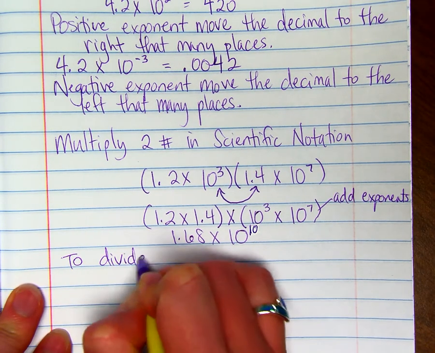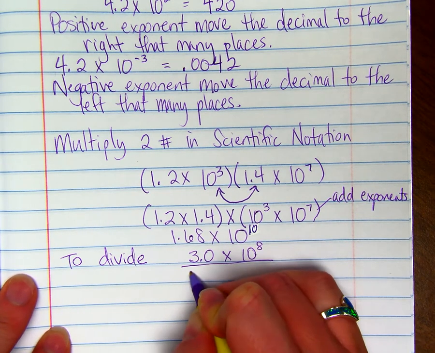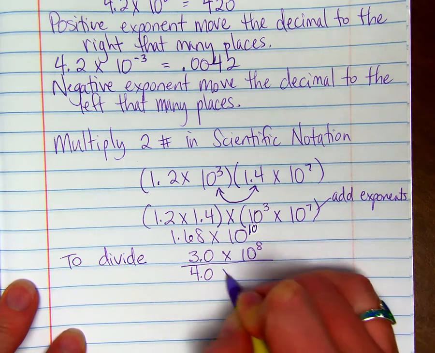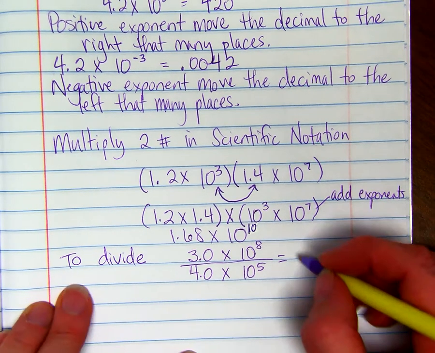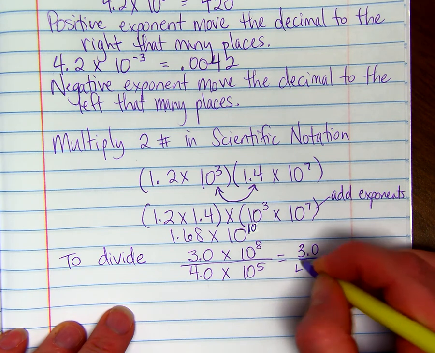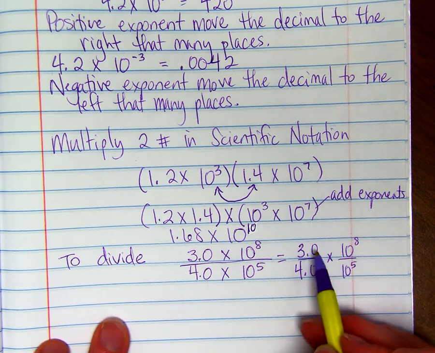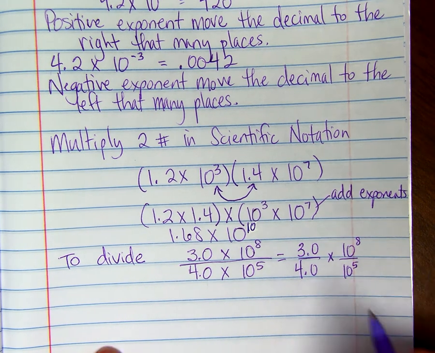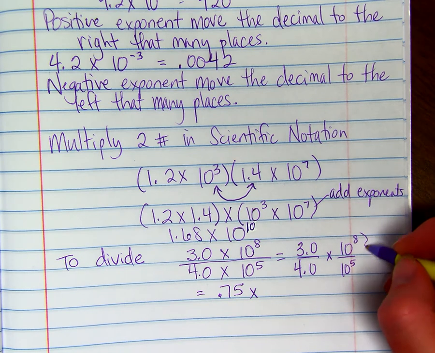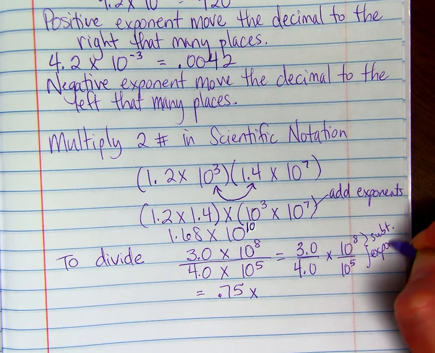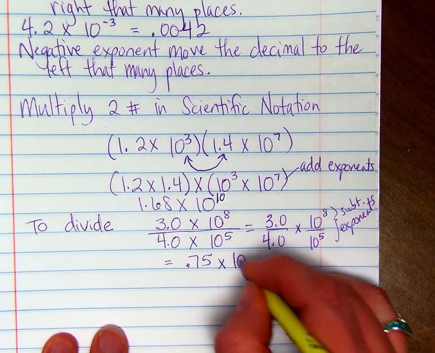So if we wanted to divide two scientific numbers, so 3.0 times 10 to the 8th divided by 4.0 times 10 to the 5th, we can separate it out as if these are two fractions multiplied. So we can have 3.0 divided by 4.0 times 10 to the 8th divided by 10 to the 5th. So 3 divided by 4, 3/4 is the same thing as 0.75. And you have to remember to subtract exponents. So when you subtract 8 and 5, you get 10 to the third.